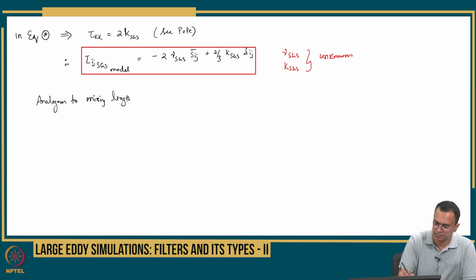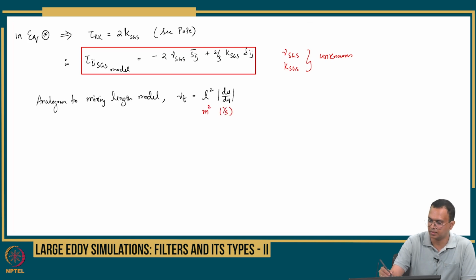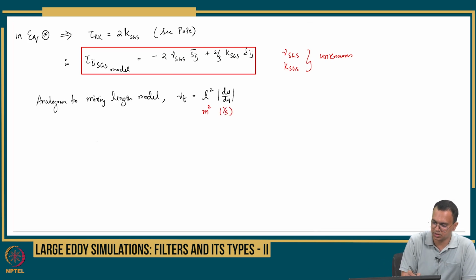Mixing length model, that is where nu_t was set equal to a mixing length followed by a time scale, which was your du/dy. Okay, so therefore it becomes meter square per second. So analogous to this, I can say now nu SGS, let it be equal to, I need a length.